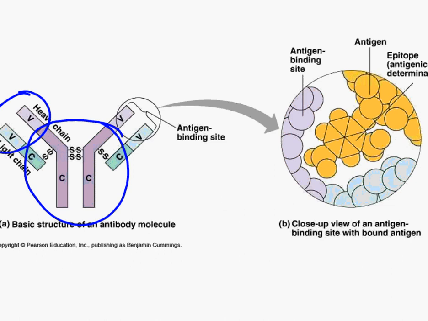This is going to be the same on any antibody. This is kind of like when you go to Lowe's and you're looking for a garden tool. All the garden tools have something in common. They all have a long wooden handle. And so this is the long wooden handle of the antibody.